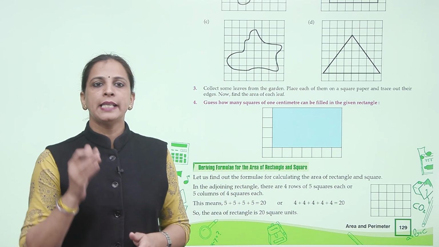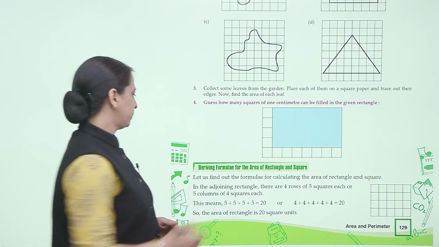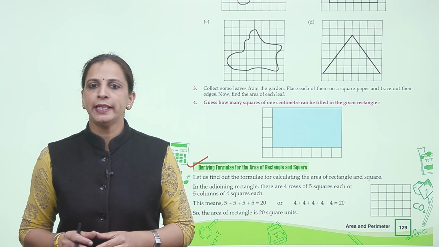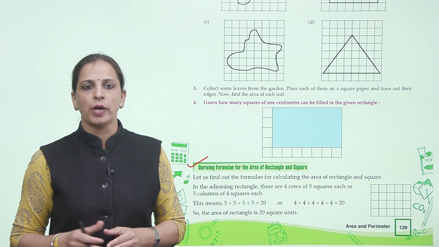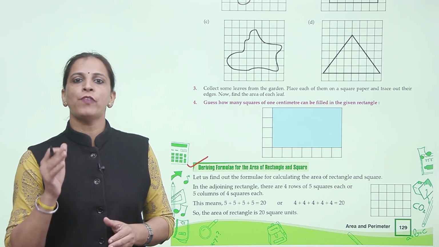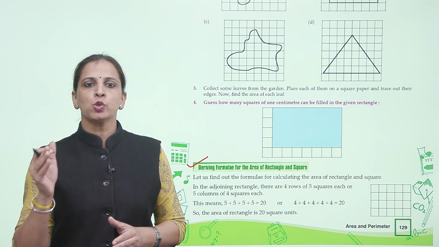Now next is deriving formula for the area of rectangle and square. Let us find out the formula for calculating the area of rectangle and square. In the adjoining rectangle, there are 4 rows of 5 squares each or 5 columns in 4 squares each.